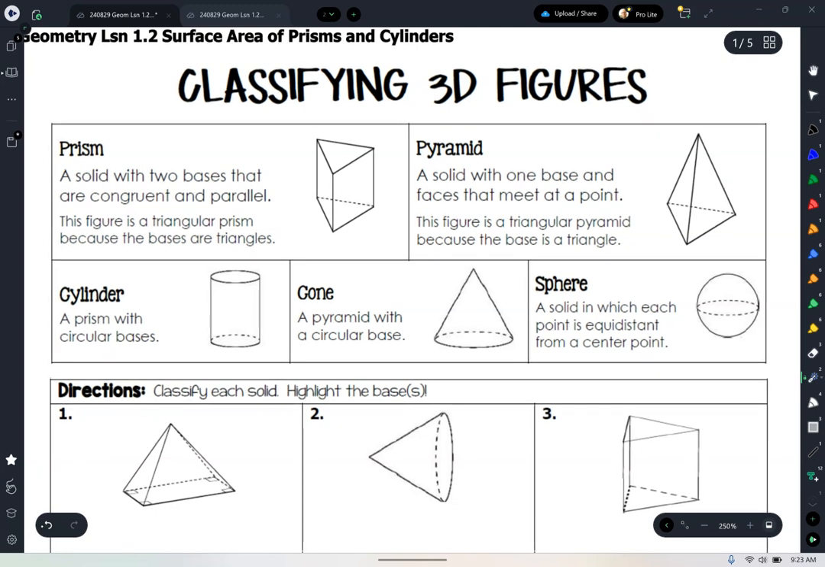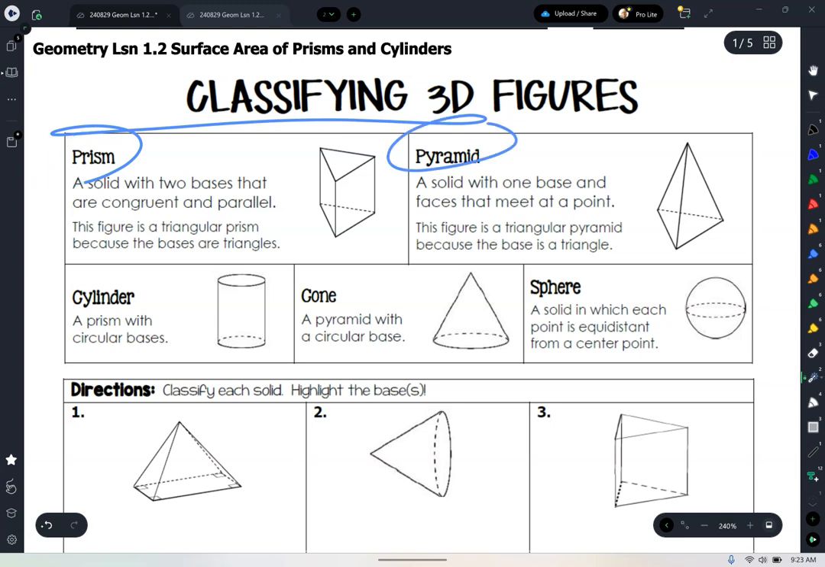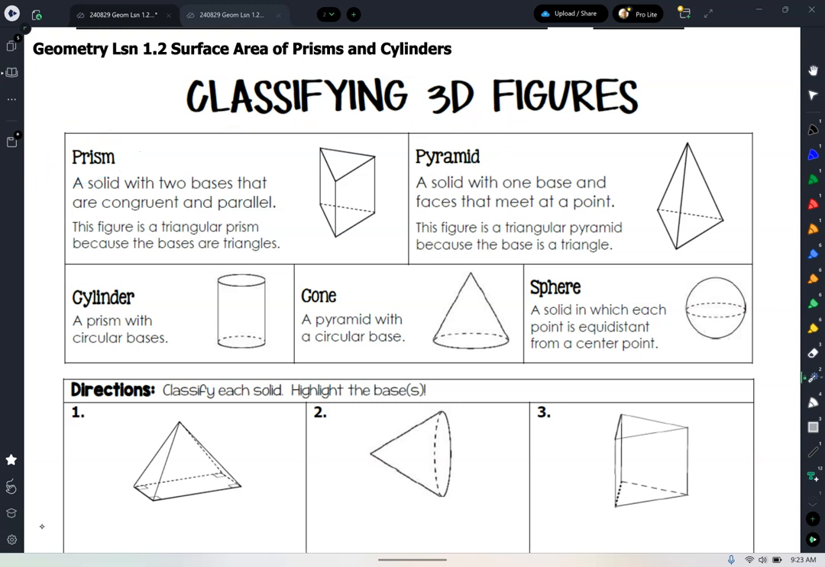But again, language, right? You've got to be able to understand the language when I refer to certain things so that you know what I'm talking about. So let's start with prisms and pyramids. We're going to start with prisms and pyramids, okay? So a prism is a solid. That's what we call these 3D shapes. We call them solids, all right?